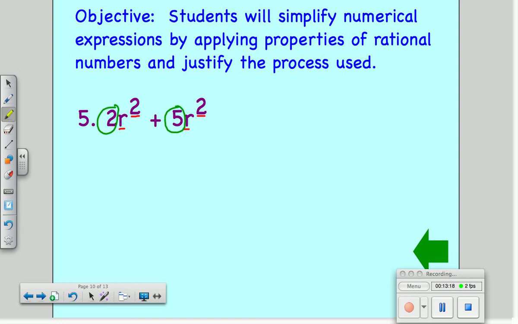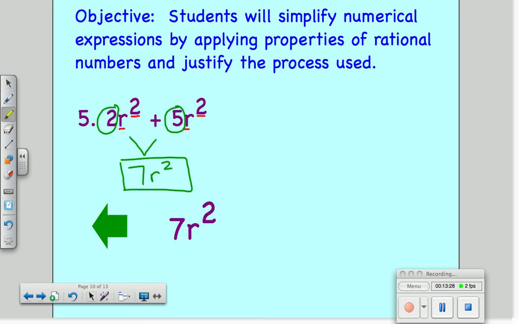Okay? So I'm just going to add 2 plus 5 is 7. Keep the r squared the same. That's my answer. And remember, you can only do that if both variables are raised to the same power. So if one of those was being raised to the third power, I could not add those together.